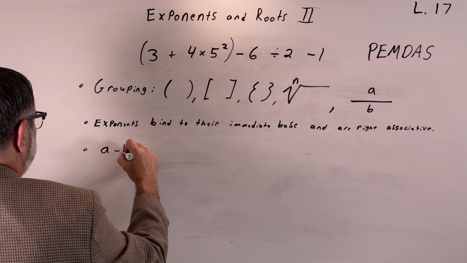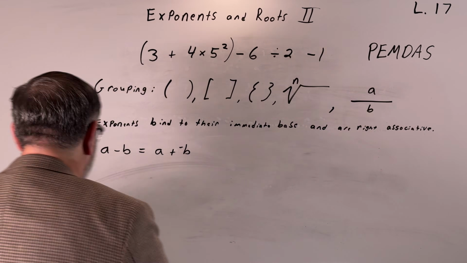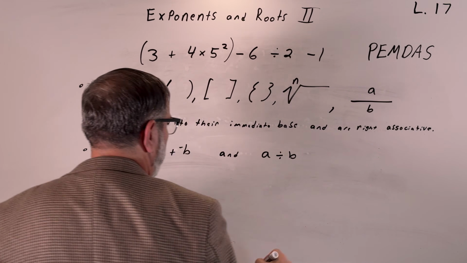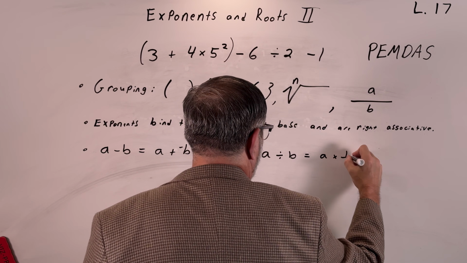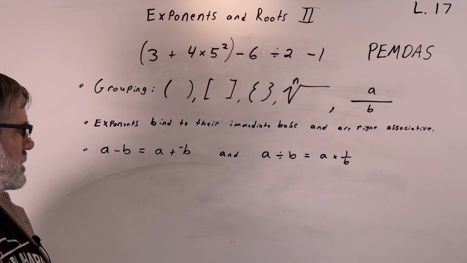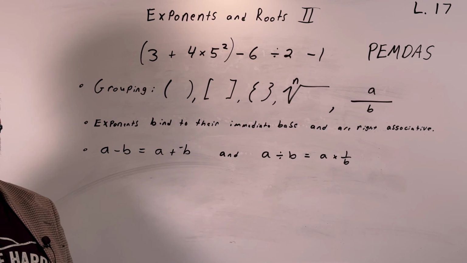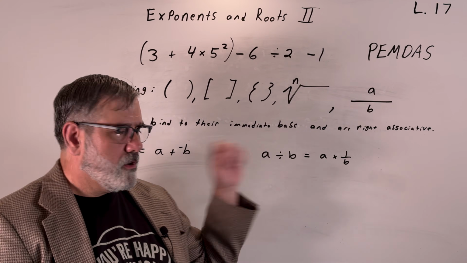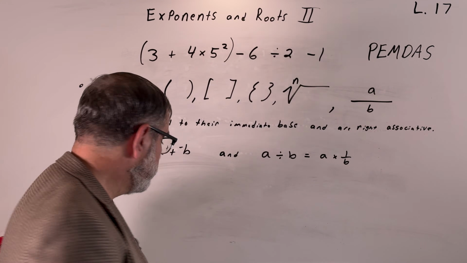a minus b is equal to a plus negative b. And a divided by b is equal to a times 1 over b. So what does that mean? That basically means there's no such thing as division, and there's no such thing as subtraction. We convert all numbers to signed numbers, and we turn all divisions into multiplications. So we'll only have multiplication and addition to worry about.